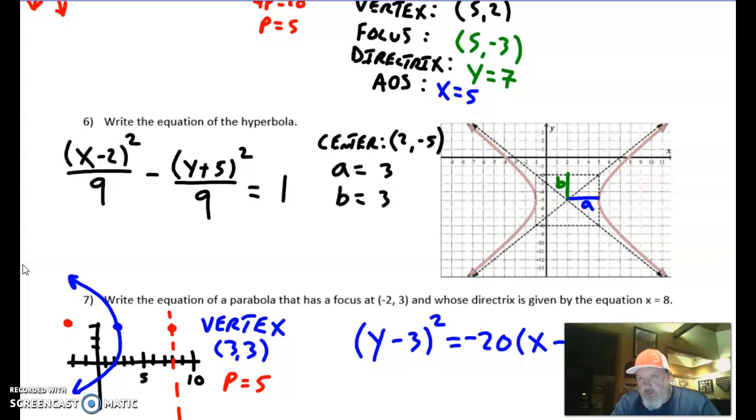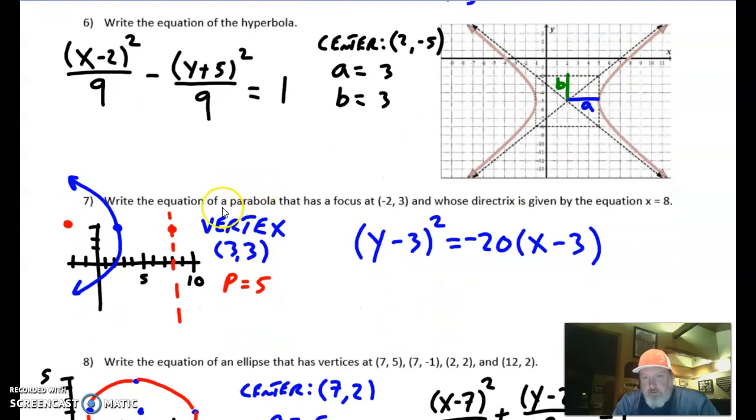Hyperbola, they gave you the graph, and they gave you this box here, and that's key. So our center point is right there at 2, negative 5. This is our value of a, which is 3. And b is 3, and that's okay. They can be the same. So a squared and b squared both happen to be 9 in this case. x minus 2, y plus 5.